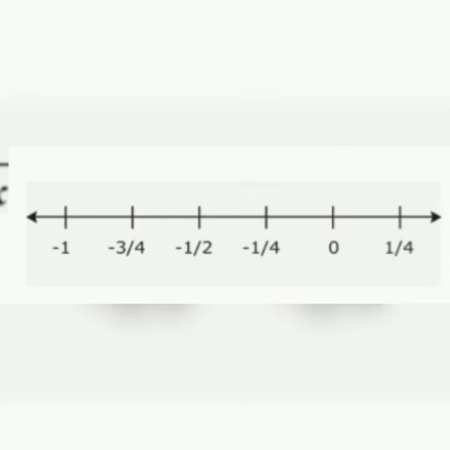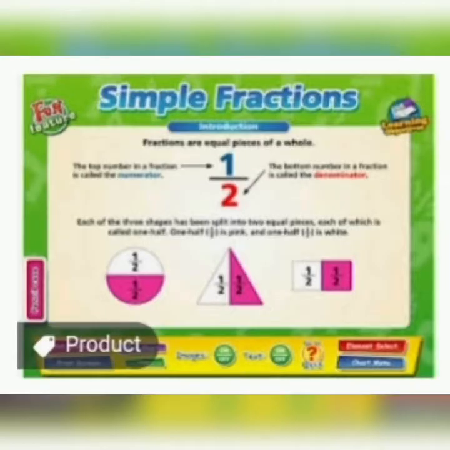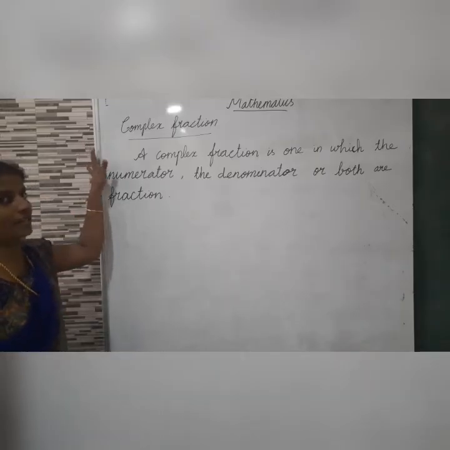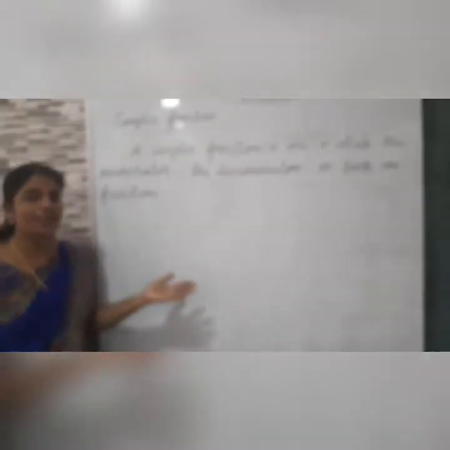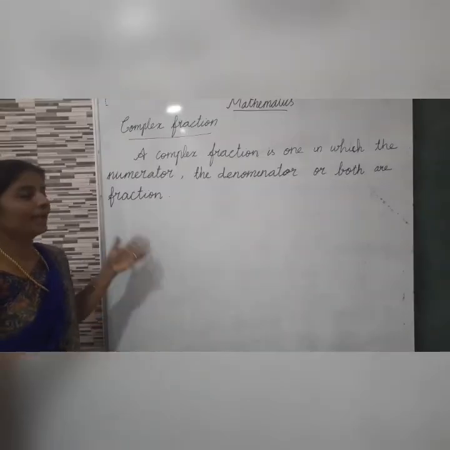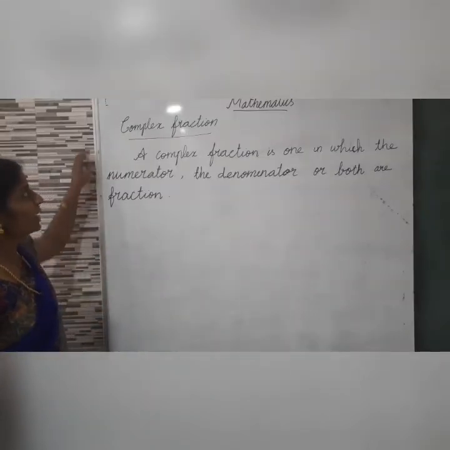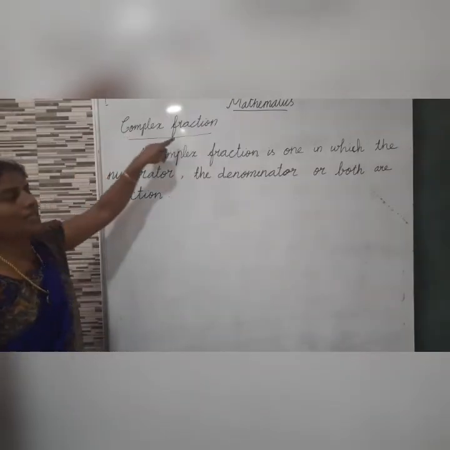Now, what is simple fraction? A simple fraction is one in which the numerator as well as the denominator are positive or negative integers. For example, 1 by 3, minus 5 by 9, etc. The types of fraction so far: proper fraction, improper fraction, mixed fraction, simple fraction and negative fraction. Today the next type, complex fraction.